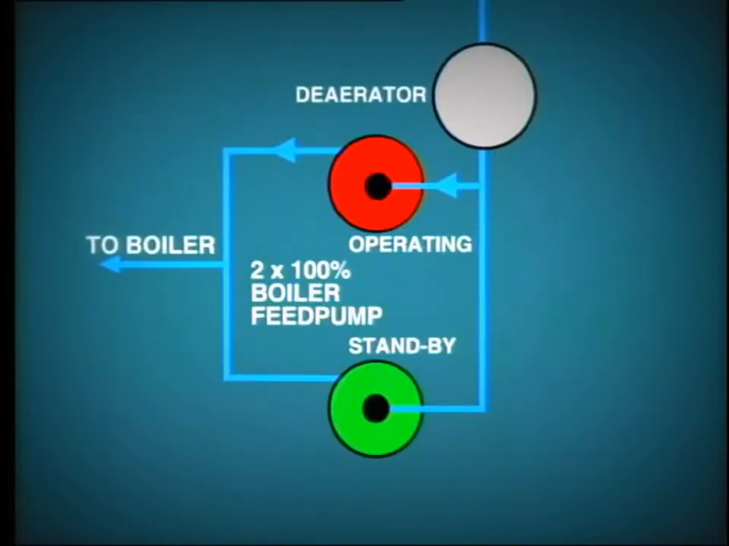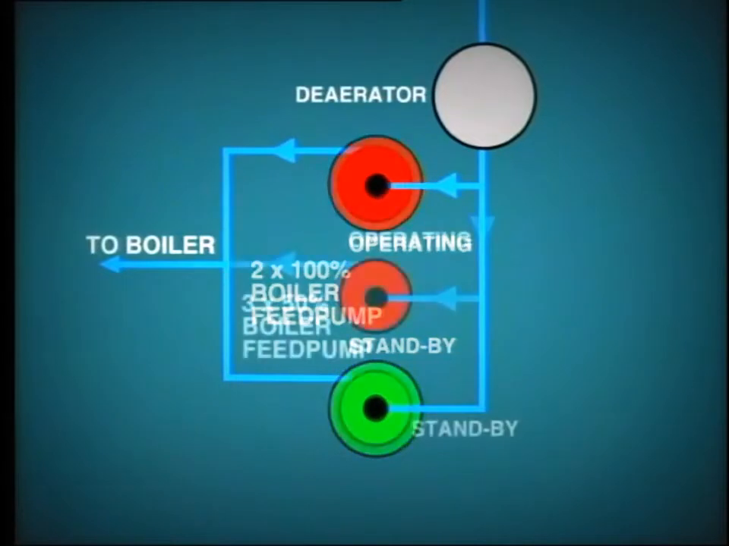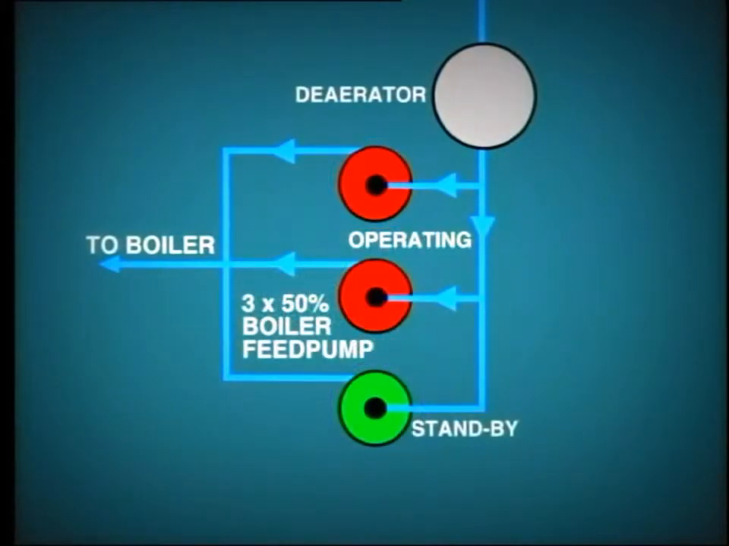In many power plants, 2 boiler feed water pumps may be installed, providing 100% standby. An alternative to this arrangement is to provide 3 50% pumps.